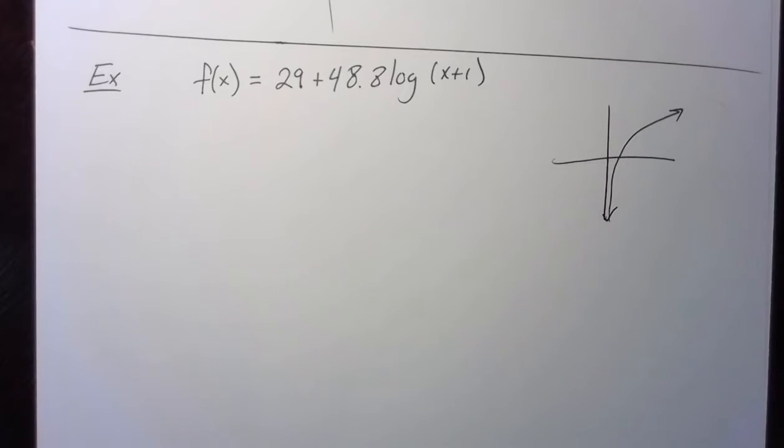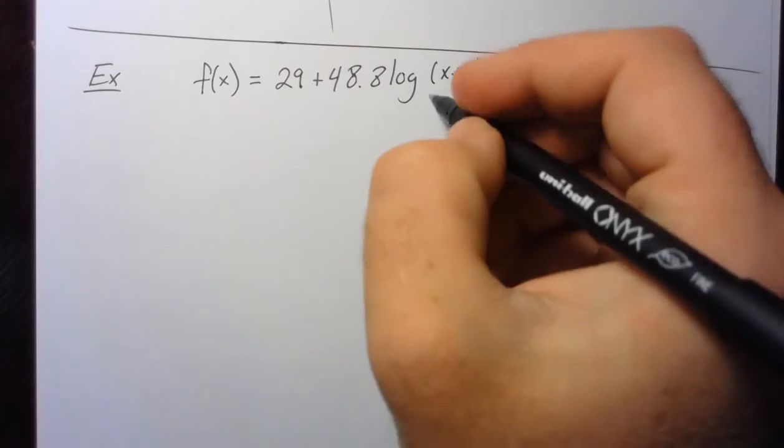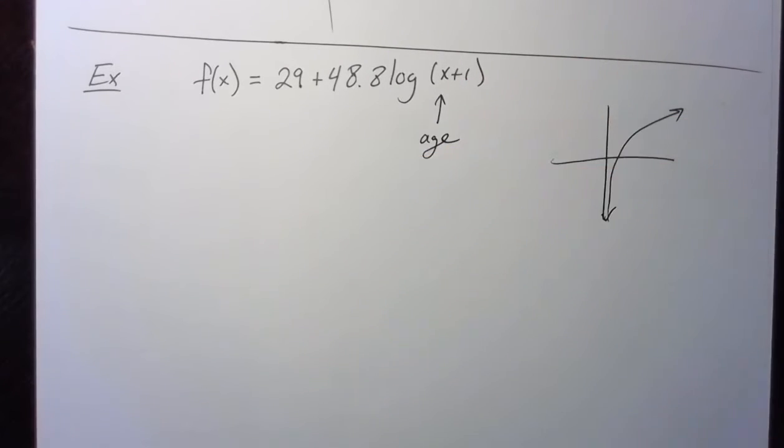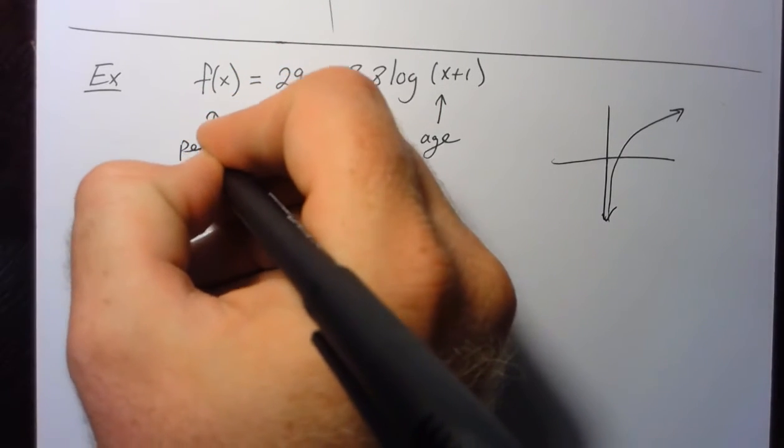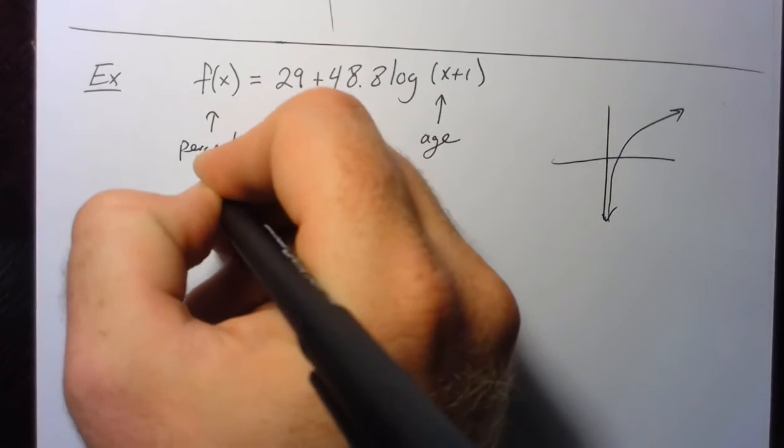But x represents the boy's age. So that means that in this problem, this is the age, and f of x, one more time, is the percentage of adult height attained by a boy. So f of x represents the percentage. This is the percentage of the height.